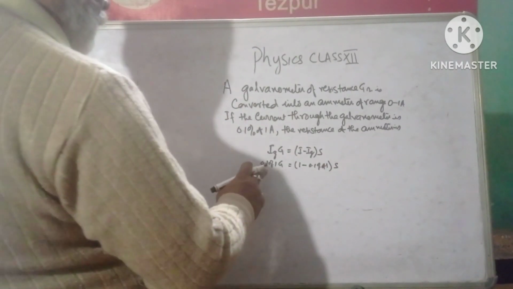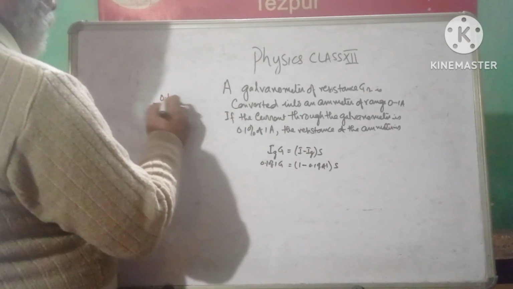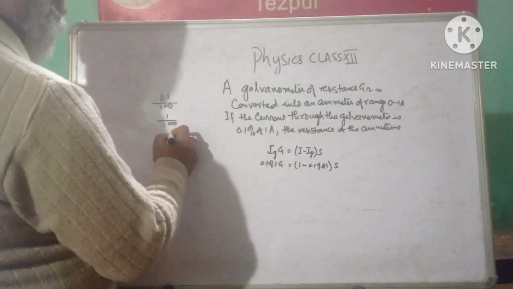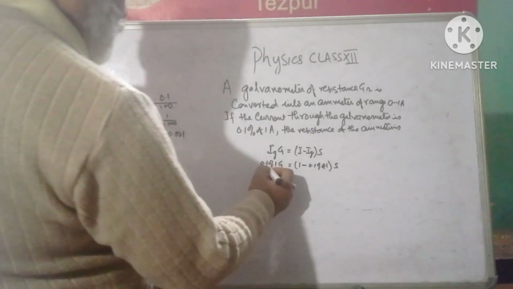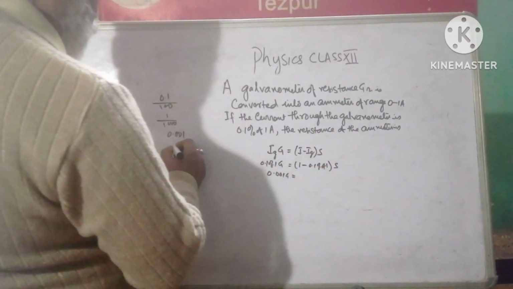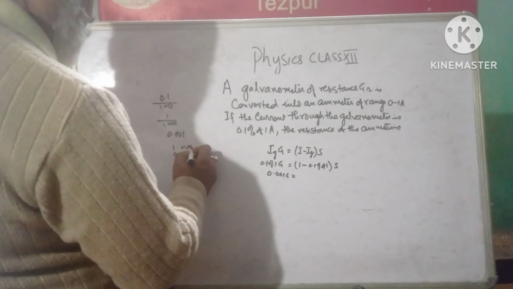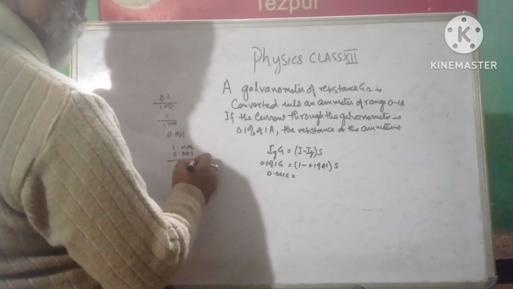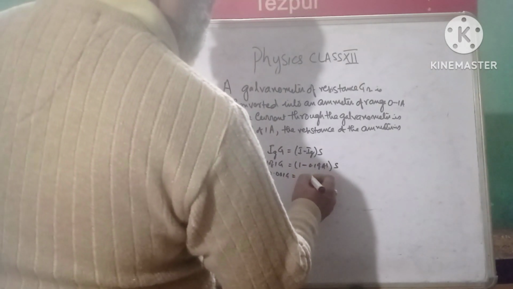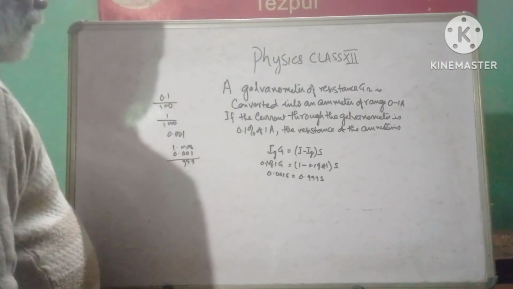So 0.1 by 100, that means this is 1 by 1000. So this is 0.001. So this is 0.001 G, and 1.000 minus 0.001 will be 0.999. So this will be 0.999 S.